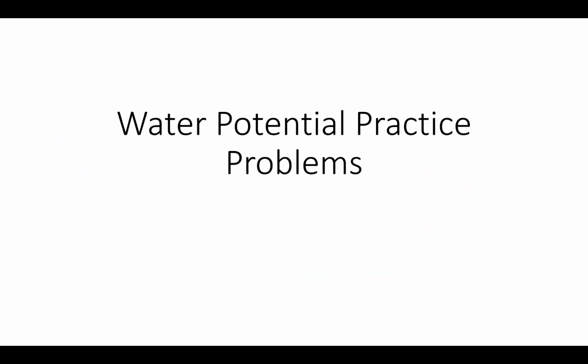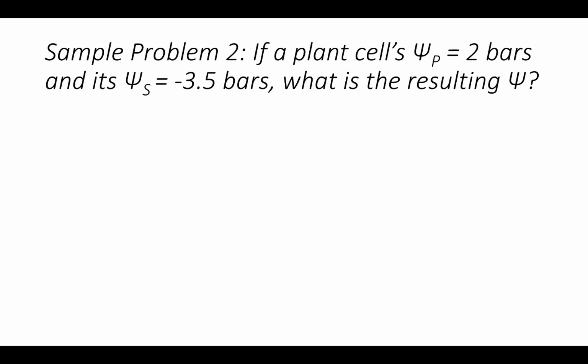All right, so there are 3 sample problems in your water potential practice problems of different types that I wanted to go over. We're actually going to start with sample problem 2 because it is a simpler problem. So we have a plant cell, and keep in mind all these water potential problems will be in plant cells. The plant cell has a pressure potential of 2 bars, it has a solute potential of negative 3.5 bars, and we want to know what the resulting water potential is.